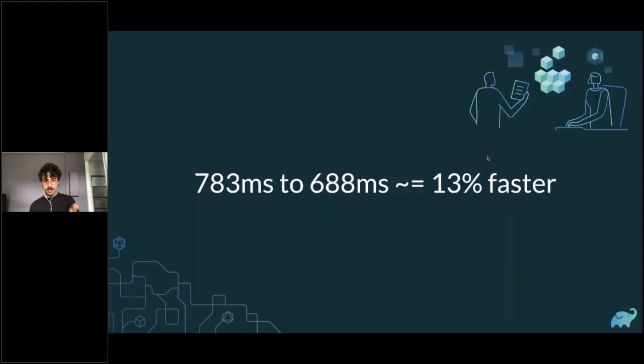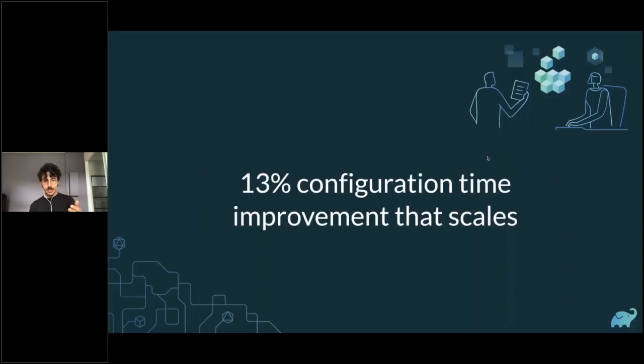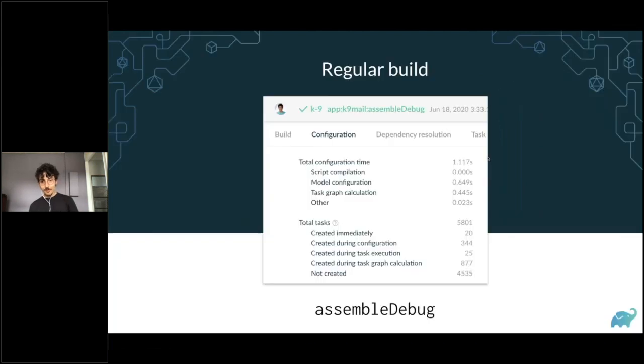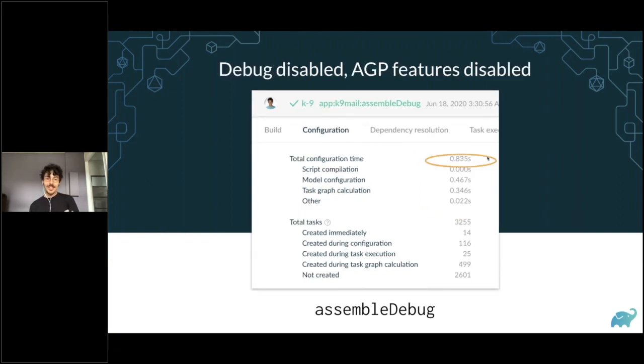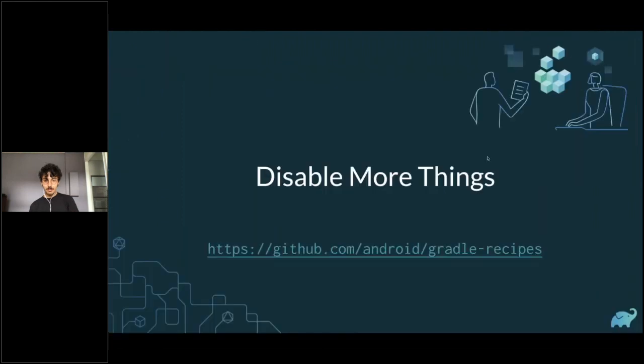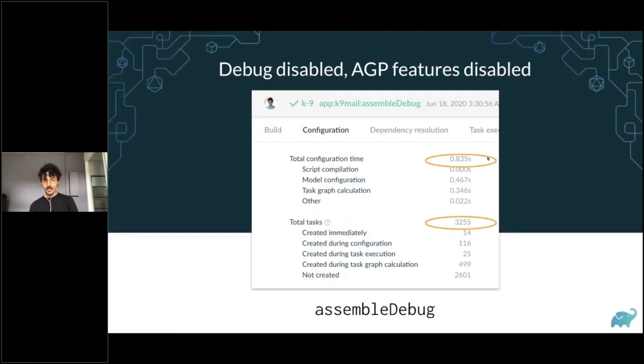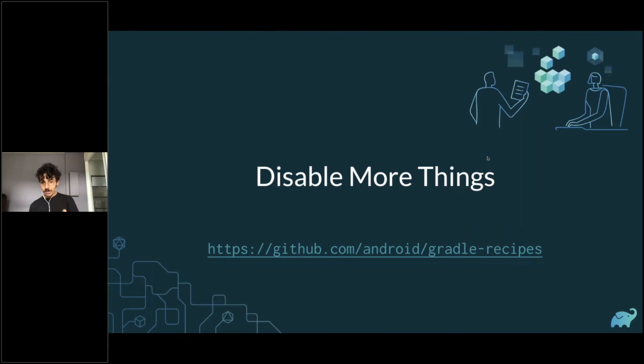You can see that this is about 13% faster, a 13% configuration time improvement, and this scales to all your builds. If you have a way longer build, it would be more. I just got word that I need to wrap up, so I'm going to run through these slides. You can see this is the regular build, with 500 tasks configured, and then in debug mode, with the Android Gradle plugin features disabled, you can see a lot fewer tasks are configured. There's more things you can disable.